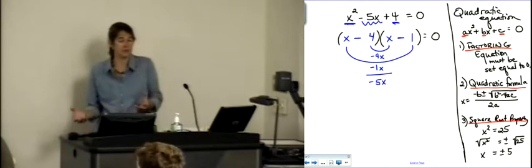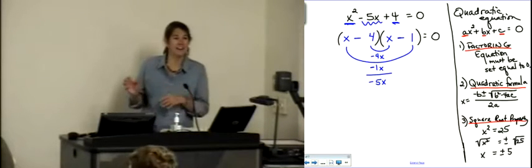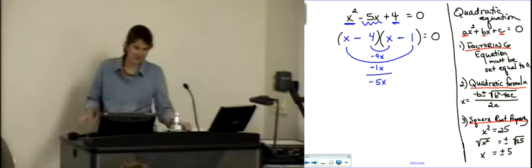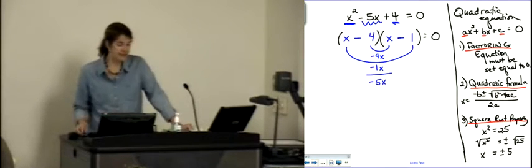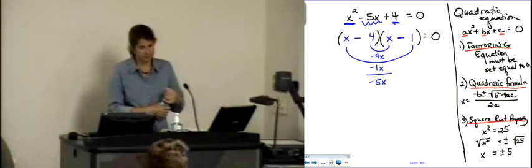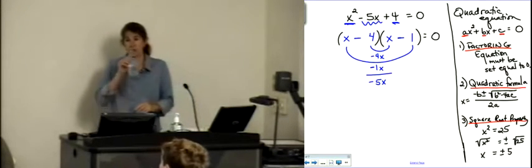Okay, that's where that comes from, the OI part of FOIL, right? That OI part, outer and inner parts. You can always multiply back out what you have here and make sure you have the thing. It is important that our equation was set equal to 0 from the start.